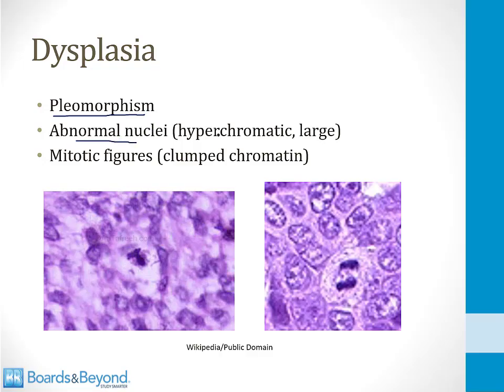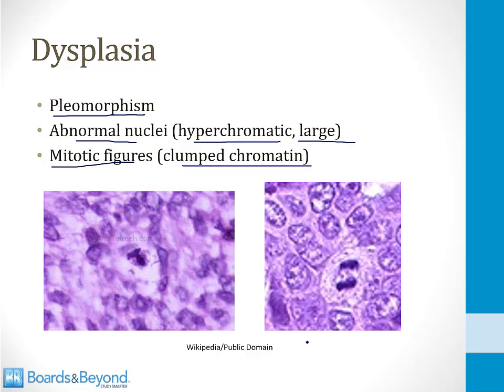The nuclei can become very dark, that's hyperchromatic, and they can also enlarge when cells are undergoing dysplasia. And then finally, tissue beds that have dysplasia occurring will demonstrate lots of mitotic figures, which are clumps of chromatin. These are evidence that mitosis is occurring. If you look at the bottom left side of the screen, you can see a dark nucleus that is clumped. That is evidence of a mitotic figure.